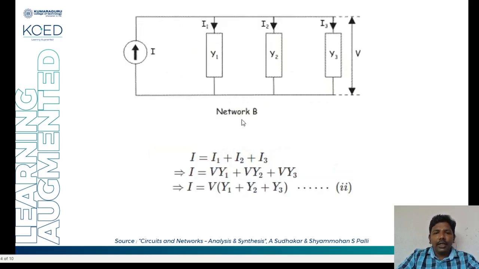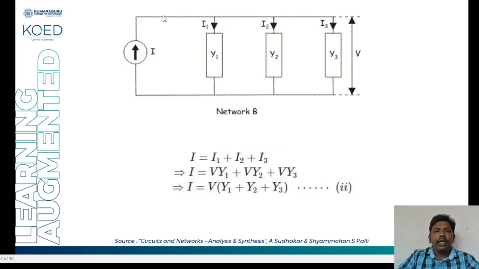Now let us take another network like this. Let me name this network as network B. Here instead of voltage source you have current source I and you have admittances connected in parallel. So we usually represent admittance by the letter capital Y. Y is nothing but the reciprocal of the impedance, that is Y equal to 1 by Z. So we have here a current source I and three admittances connected in parallel. So this current I will flow in three different paths. So I am naming it as I1, I2 and I3.